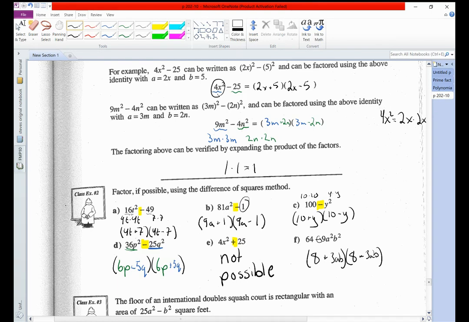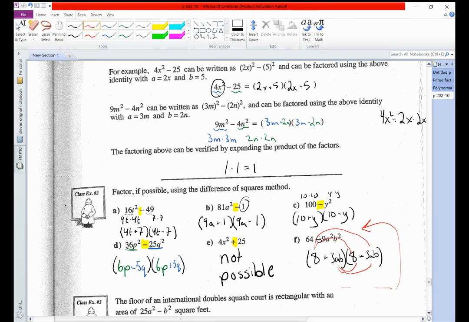And if you're unsure, how can you double check if this is correct? Well, you FOIL it, right? You do your first, outside, inside, last. And you expand that, and then if you get the same polynomial that you started with, then you know you've done things right. I think that's as far as I'm going to go with that.